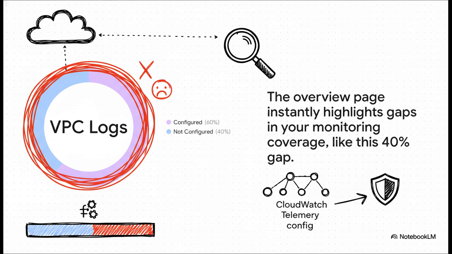And wow, look at that. We can immediately see a huge red flag with our VPC flow logs. Only 60% are configured. A 40% gap is a major security blind spot. We haven't even drilled down, and we already know exactly where our biggest problem is.